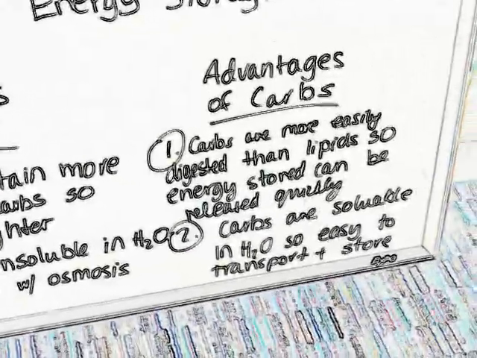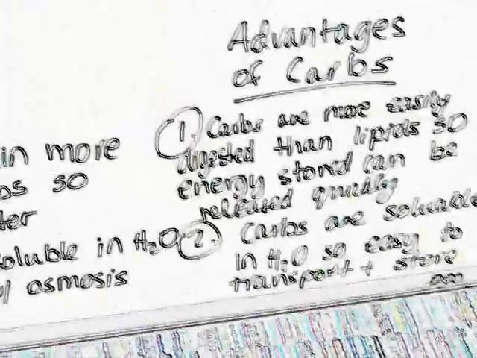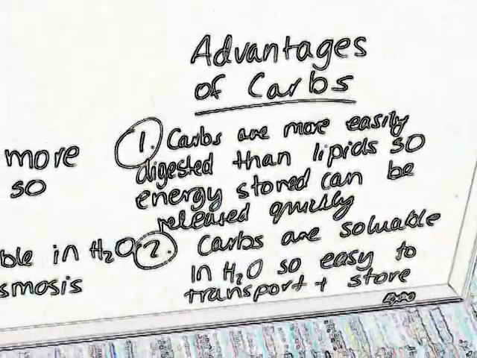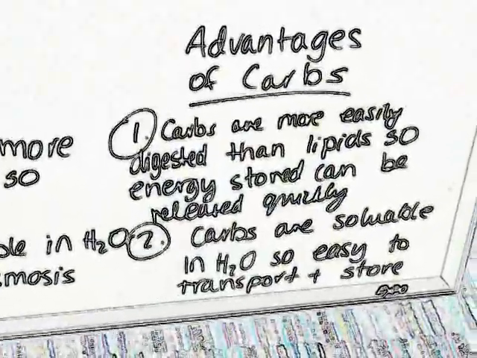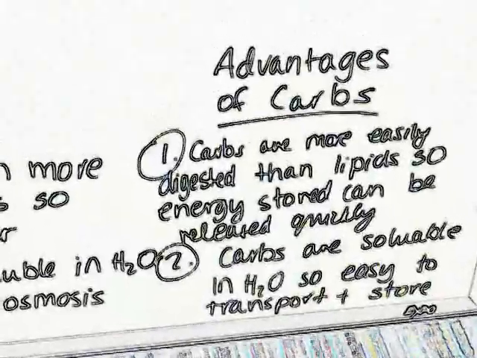The advantages of carbs are that they are more easily digested than lipids, so energy stored can be released quickly. And carbs are soluble in water, so they're easy to transport and store.